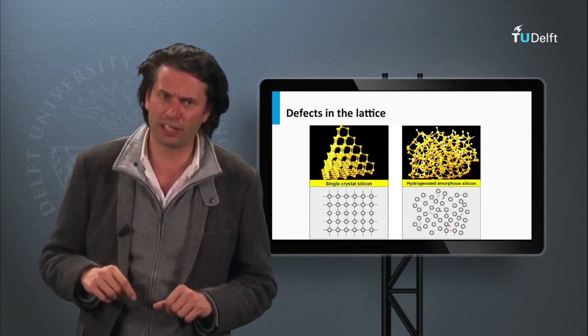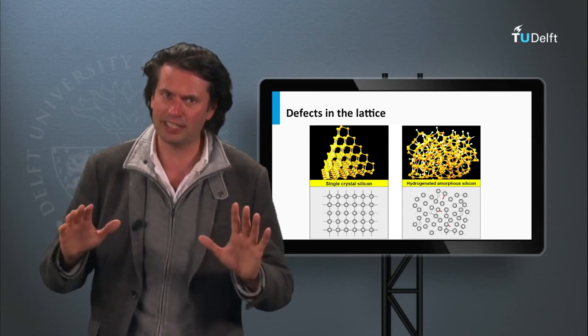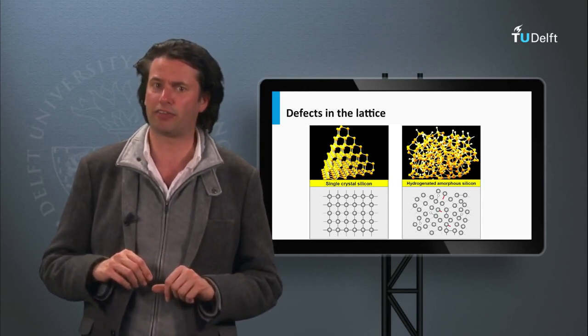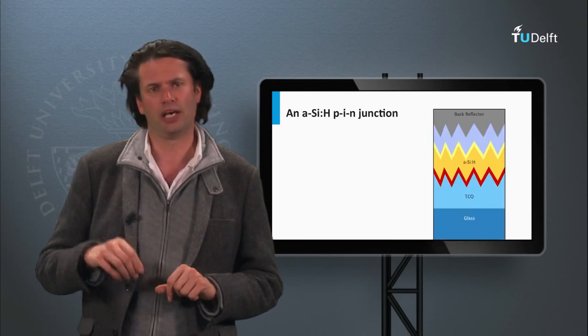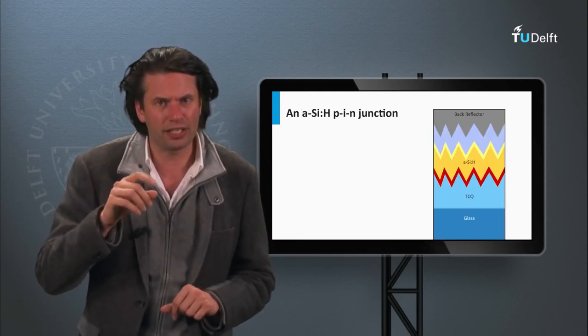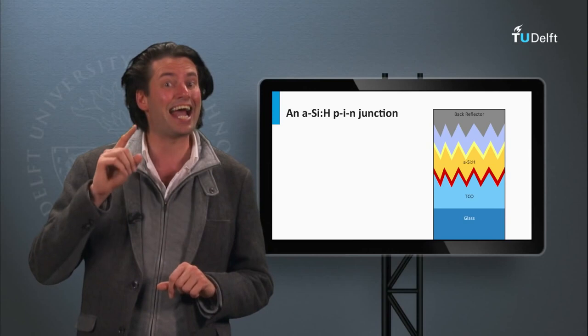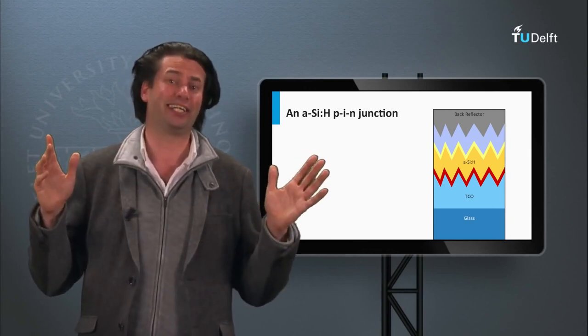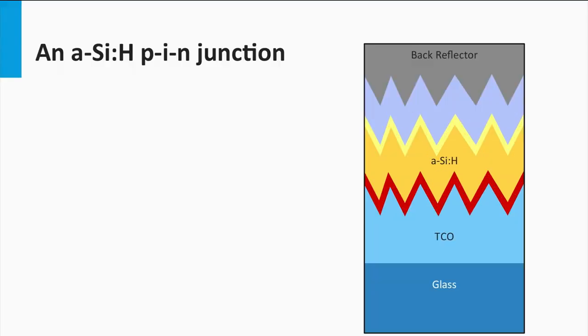A typical amorphous silicon solar cell is therefore not based on a p-n junction like the wafer-based crystalline silicon solar cells. The amorphous silicon solar cell is based on a pin junction. What is a pin junction?